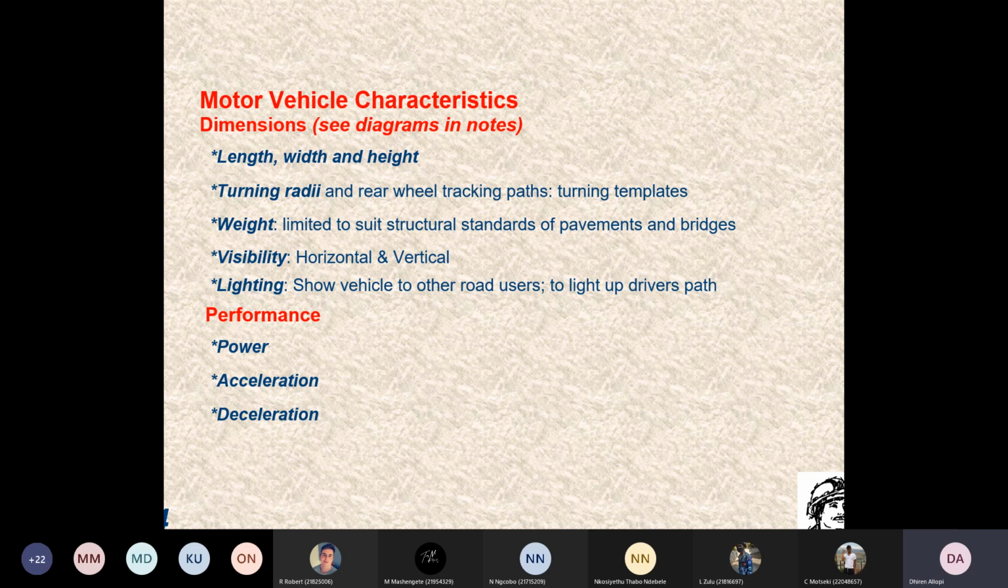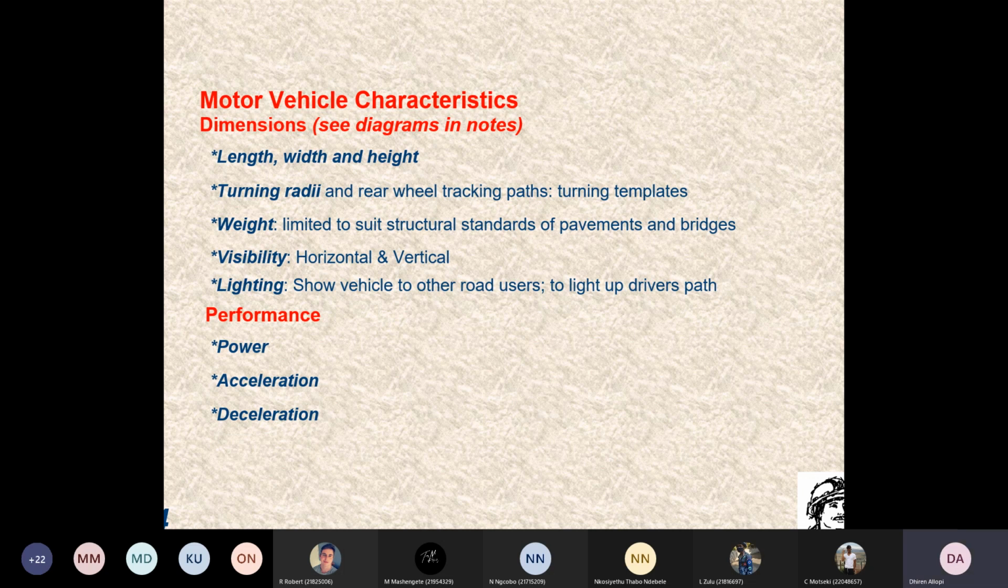Visibility, certainly one needs to consider visibility, horizontal, vertical. So like I mentioned, dash design, you're sitting behind the wheel of a vehicle, how much vertical and horizontal visibility you have. That comes under the vehicle design.